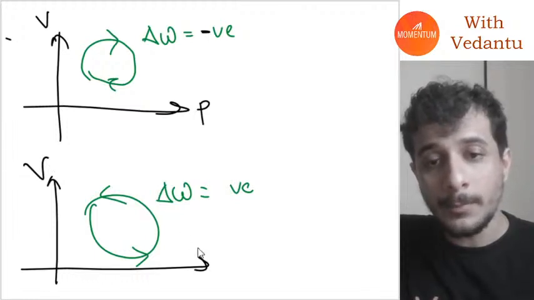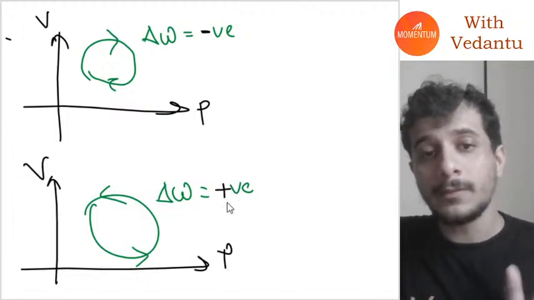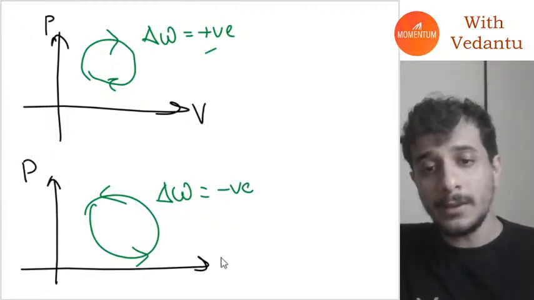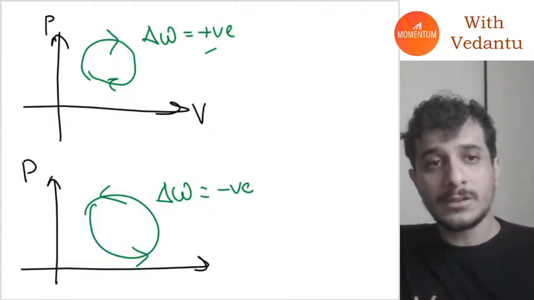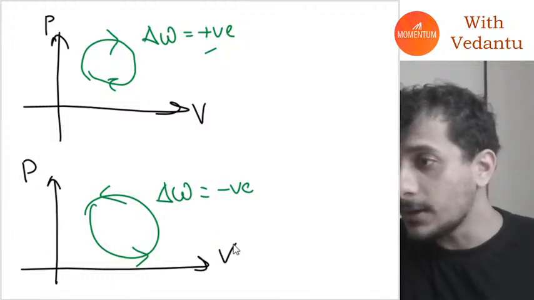If I have V and P, for an anti-clockwise cycle, my work done will be positive. Guys, remember this. If P and V are there, then the situation is one, and if V and P are there, then the situation is exactly opposite.